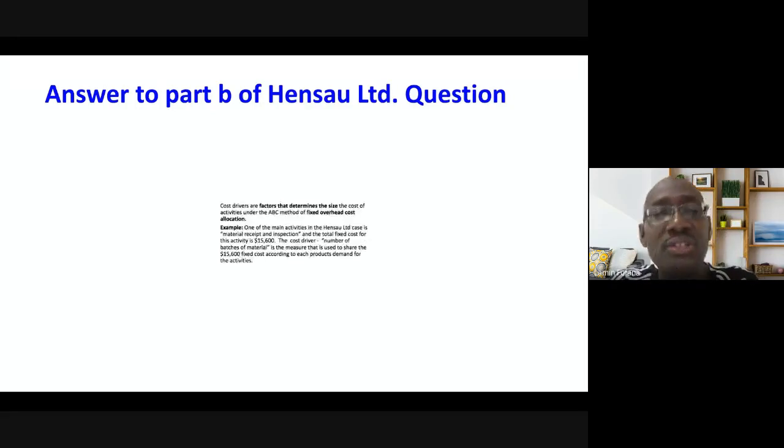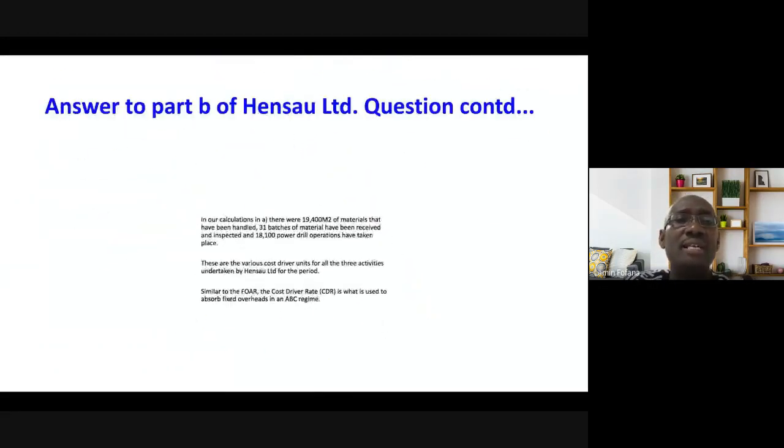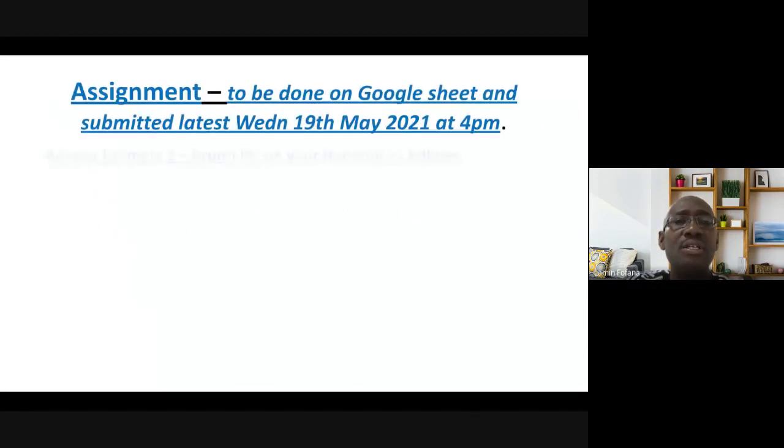Okay, so we all know what cost drivers are. We know that they are factors that determine the size of the overhead. And in ABC, they are the ones used to share overheads between products, and of course, we've seen them in the questions. Cost drivers usually apply to an activity. For example, for power processing, the cost driver is the number of power drill operations. So basically, the answer to this part, you will find in the question and your understanding of cost drivers. You can, of course, talk about the cost drivers that are given in the question.